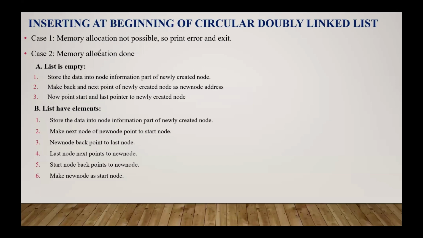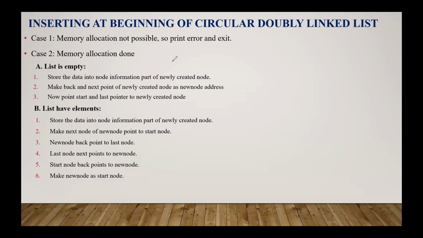So first, if the memory allocation is not possible, then you have to print an error message or exit. Whenever you go for a memory allocation, the node consists of data as well as two pointers: one pointer points to the next node, and another points to the back. So for three elements, we require some specific memory.